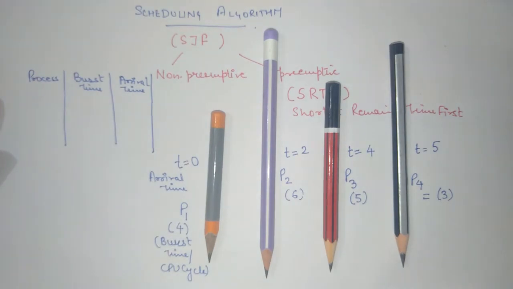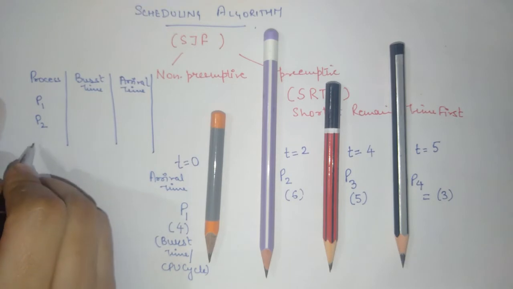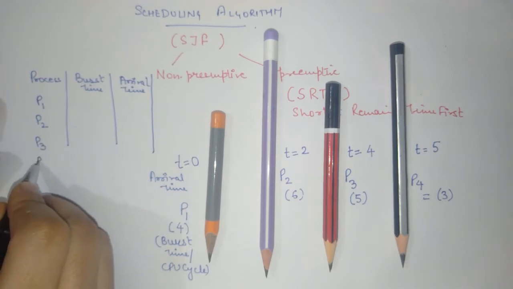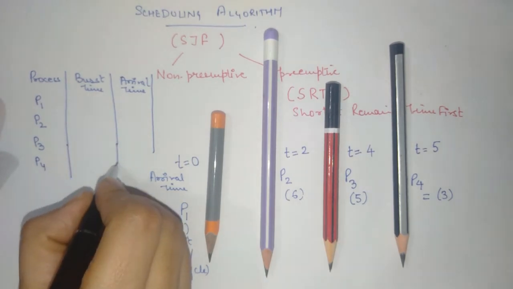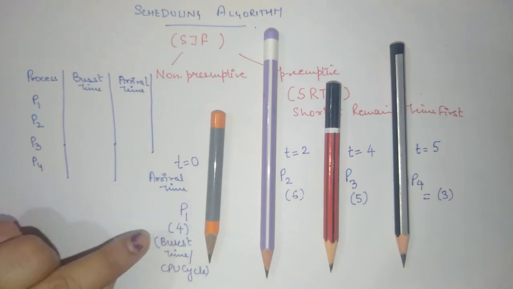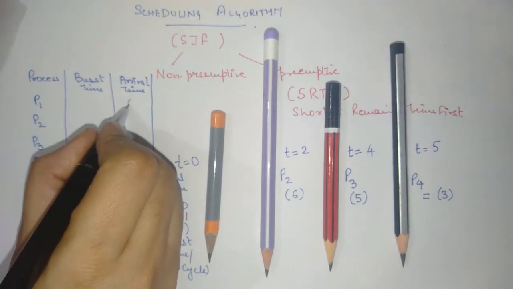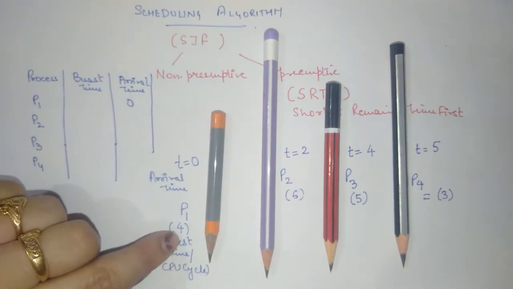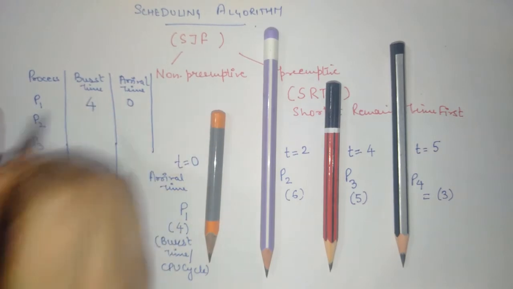Okay, now check the name of every process. The name of the first process is P1, the name of the second process is P2, the name of the third process is P3, and the name of the fourth process is P4. Now see the arrival time of this process P1. The arrival time of this process is 0, and its burst time, as I have mentioned here, is 4.